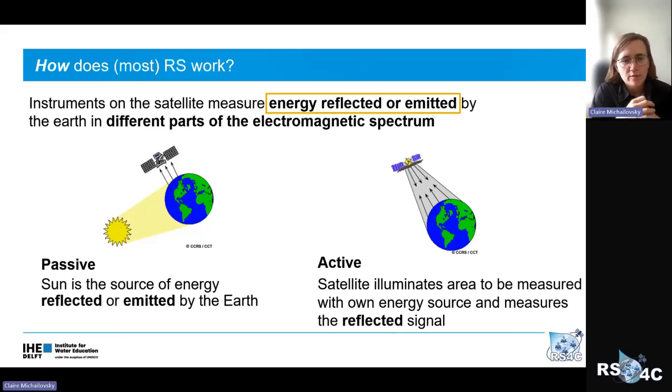Another source of energy can be the satellite itself. In this case, the satellite emits energy, a portion of it is reflected by the surface of the Earth, and we again measure the reflected signal from the surface of the Earth.